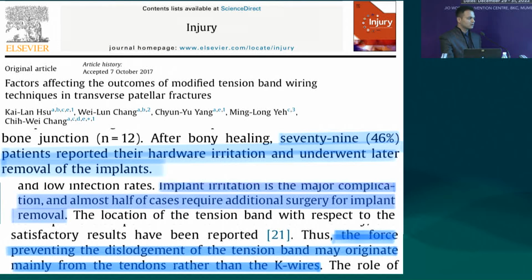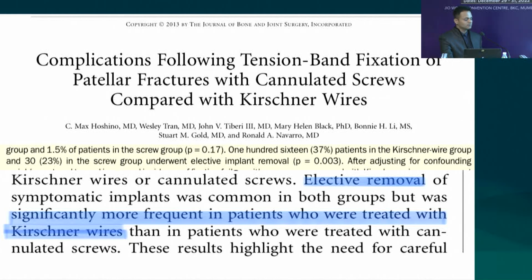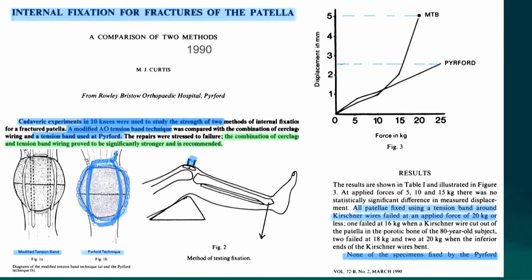So it comes around 50%. Here they have found it to be 46%. They also quoted that the force preventing the dislodgement of the tension band may originate mainly from the tendons rather than the K-wires. So this is a similar study which was treated with the K-wire, and this is the last paper I want to quote.